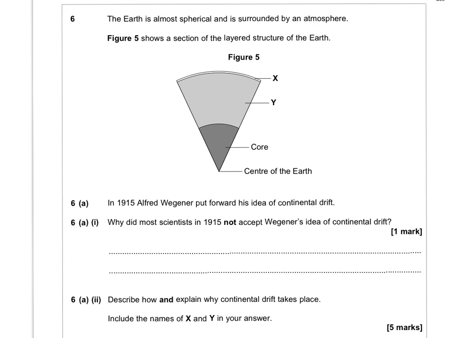Next one, structure of the Earth. The Earth is almost spherical and surrounded by an atmosphere. Figure 5 shows a section of the layered structure of the Earth. So we've got X, Y, core, centre of the Earth. In 1915, Wegener put forward his idea of continental drift. Why did most scientists in 1915 not accept Wegener's idea of continental drift?